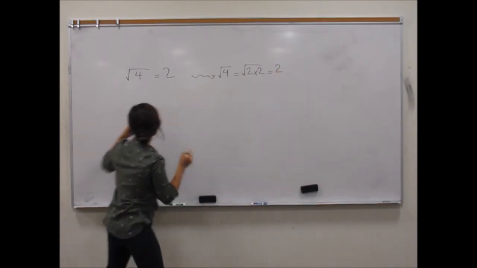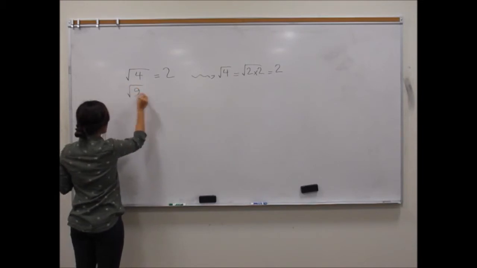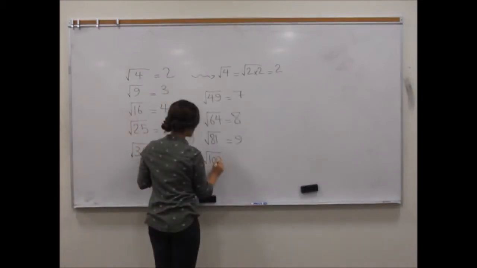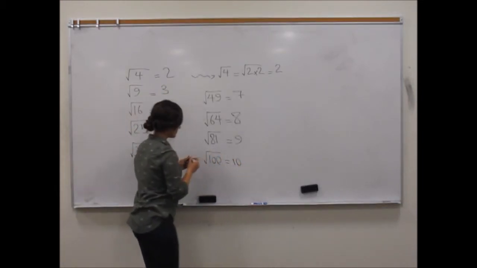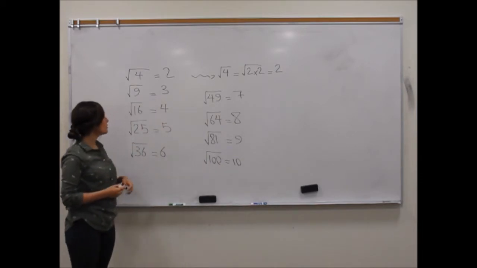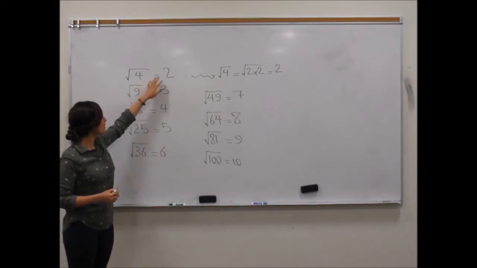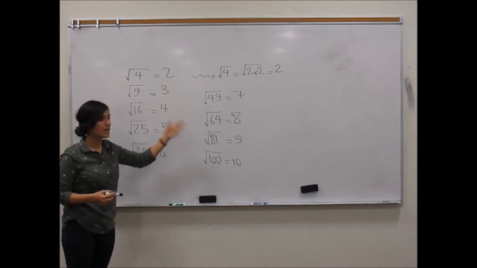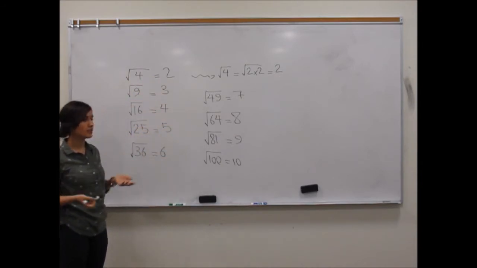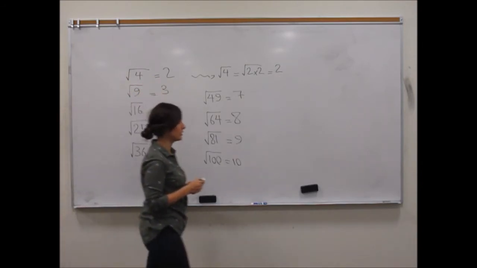And by the same reason, we can say that the square root of 9 is 3. And the square root of 100 is 10. So basically, the perfect squares of 2 to 10, these are the easy ones that it's helpful to memorize, if you can memorize them.